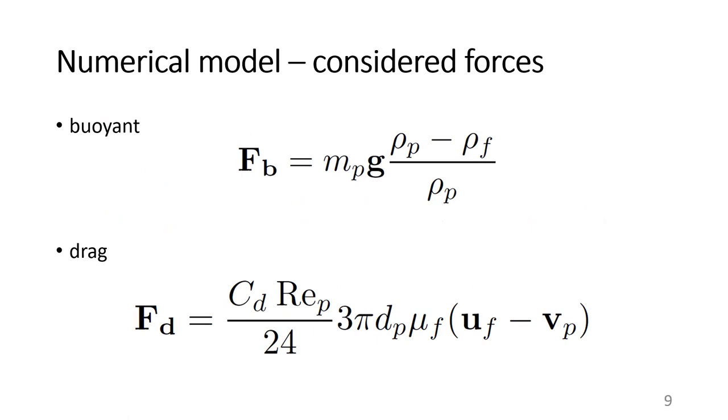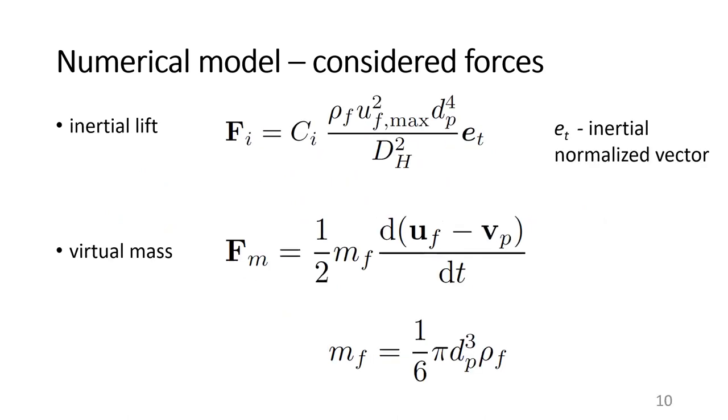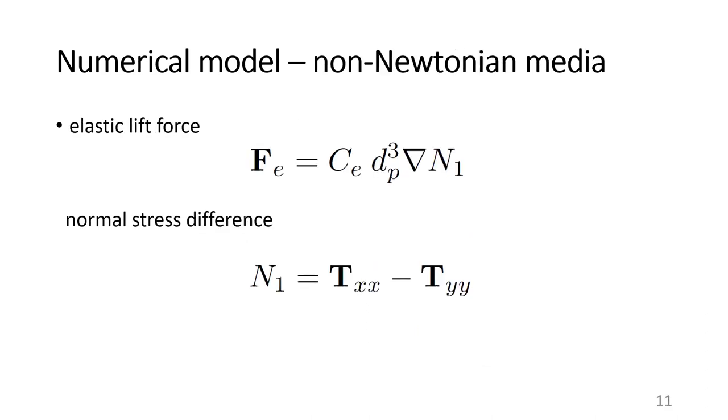Then we have drag force, which is the force of resistance, and according to the value of particle Reynolds number, we use different numerical models. In our case, we used mostly Alexander. Inertial lift force is acting in the direction from channel wall to its center, and virtual mass force has significance in the case that the difference of velocities is larger. Then we have elastic lift force, which is applied for non-Newtonian media, and it is the most significant force in our case.